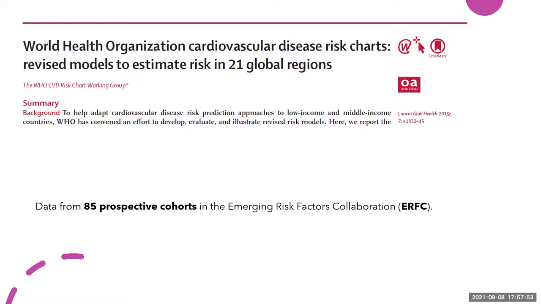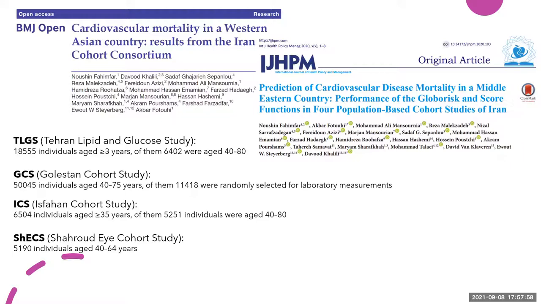Now let's have a look at our study in the Iran Cohort Consortium. We used data from 4 population-based cohorts: TLGS, Tehran Lipid and Glucose Study, with more than 18,000 participants, GCS, Golestan Cohort Study, with more than 50,000 participants, ICS, Isfahan Cohort Study, with 6,500 individuals, and finally, Shahrud Cohort Study with more than 5,000 participants. We used these data to estimate the CVD mortality rate and its difference between cohorts, and finally to validate some well-known prediction models for CVD and diabetes, and to develop our own prediction model for cardiovascular mortality in Iran.